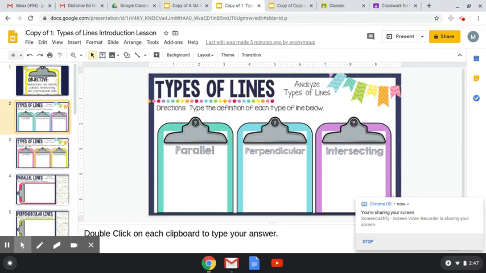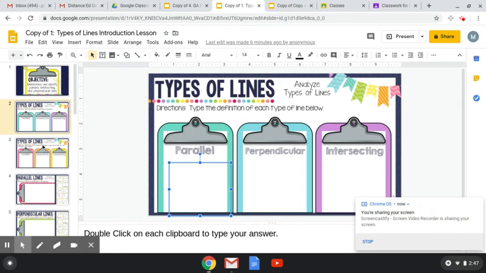This is where you're going to practice the definition of the types of line. We have parallel, perpendicular, and intersecting. You're going to type in your own words the definition of each of the following. You can use your notes and you can use the previous video to help you.